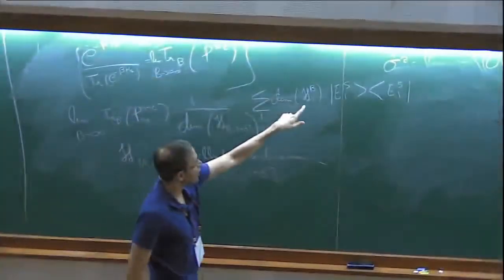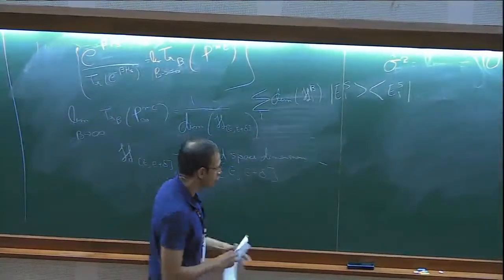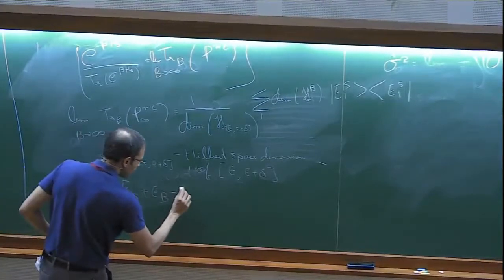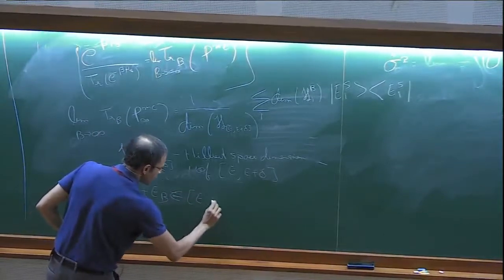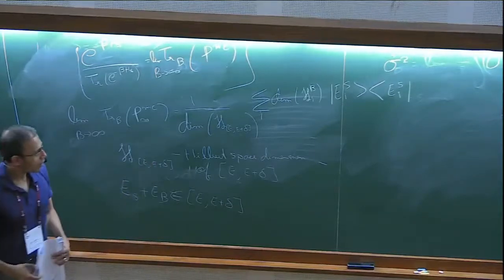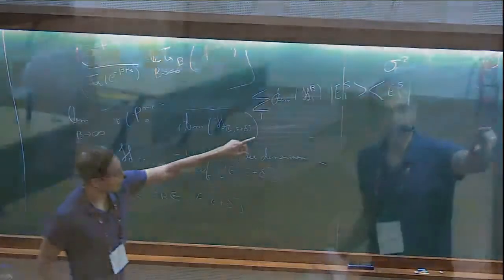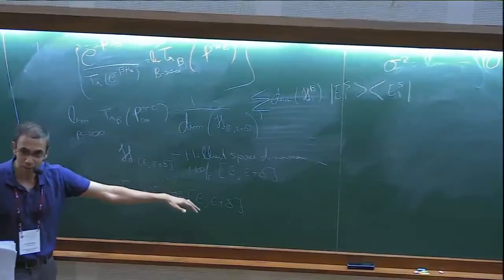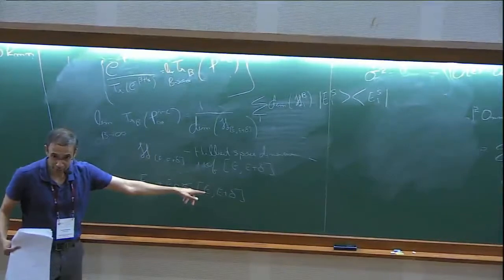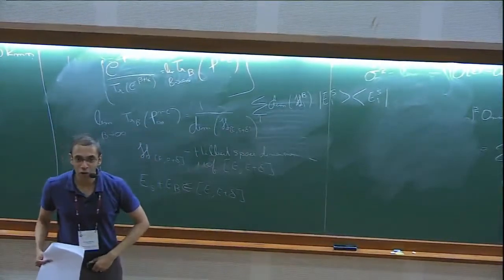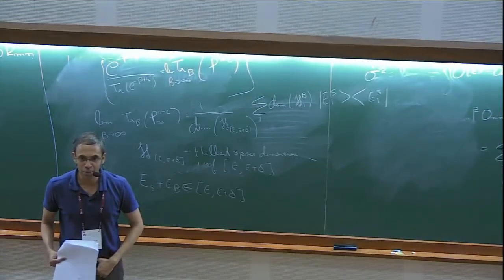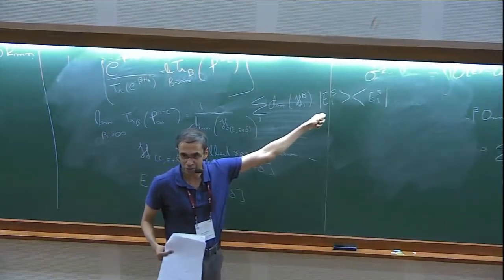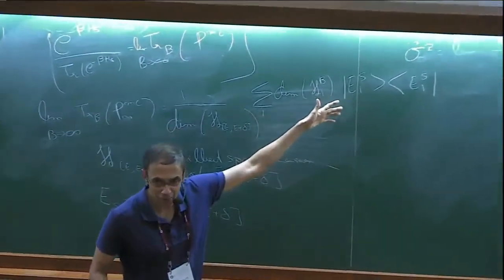This here is the Hilbert space dimension of the bath. So we have E S plus E B, which is equal to E. The total energy has to lie between E and E plus delta. Okay. So now if I say that my system is in a particular microstate with energy E S I, that places restrictions on what the energy of the bath can be, because E S plus E B has to be in this window. Okay. So this here is the dimension of the Hilbert space that's available to the bath to satisfy this energy condition when my system is in this particular microstate, when my system is in this particular energy eigenstate.